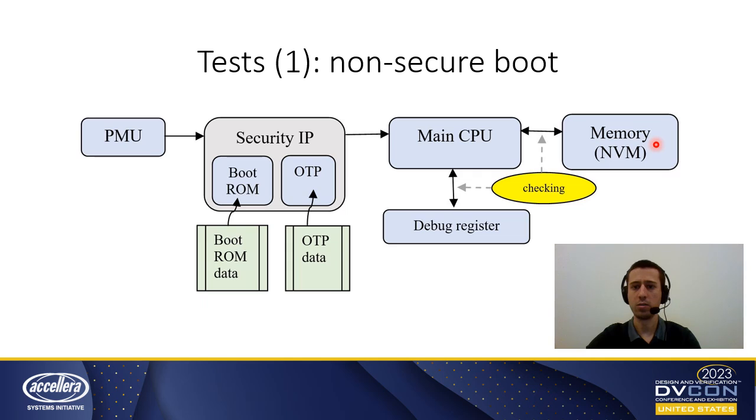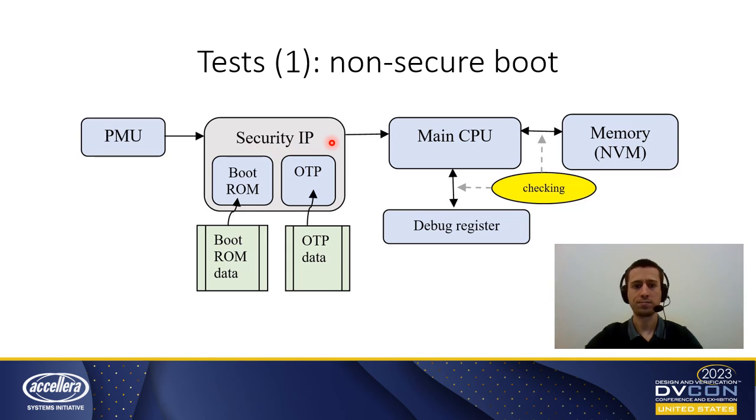We also need to preload the memory, let's say flash memory, with the program executed by the main CPU. I'll come back to this later. So how does it work? When we power on the SoC, PMU starts executing the power up sequence. Part of this sequence is to provide clock to the security IP and to take it out of reset. Once it happens, the security IP reads from OTP the information that it should operate in non-secure boot, and it reads data from boot ROM and executes it.